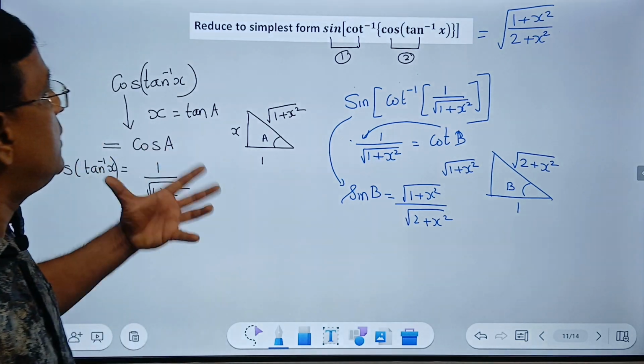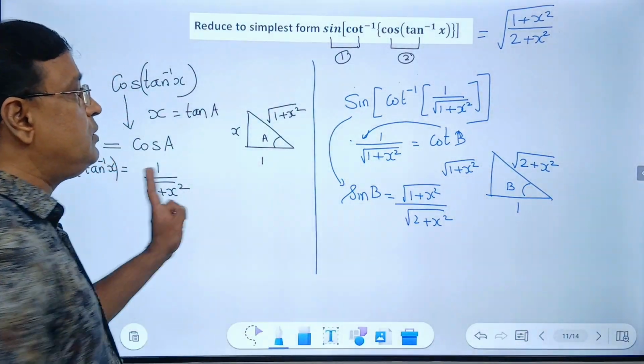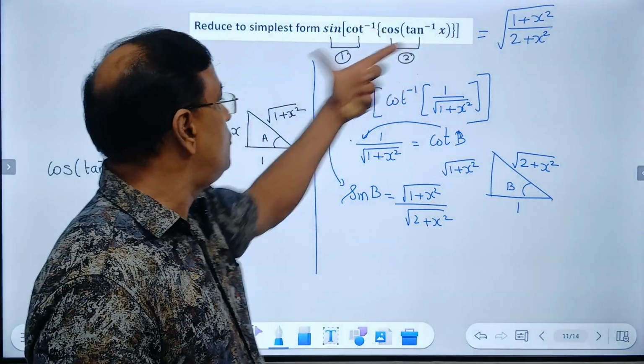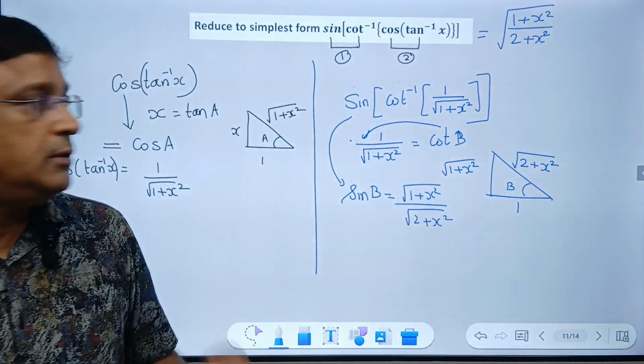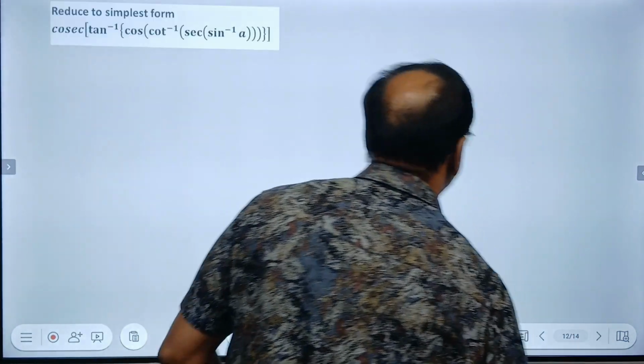Very, very important type. See, you break this problem into two parts. First for the innermost and then for the outermost. Simple. Now, let's do one more question.